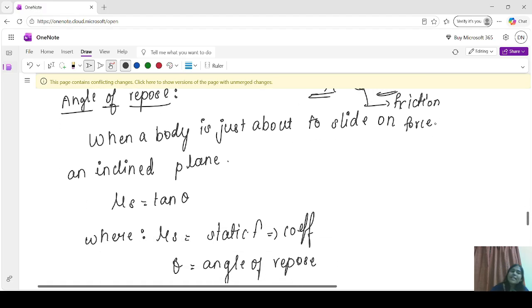Now, what is angle of repose? When a body is just about to slide on the inclined plane. This is the body A. It is going to slide on the inclined plane. I have explained already what is angle of repose. The angle of repose is the maximum angle of inclination of a plane with the horizontal at which a body placed on it is just about to slide down. And at this angle, the limiting friction acts on the body.